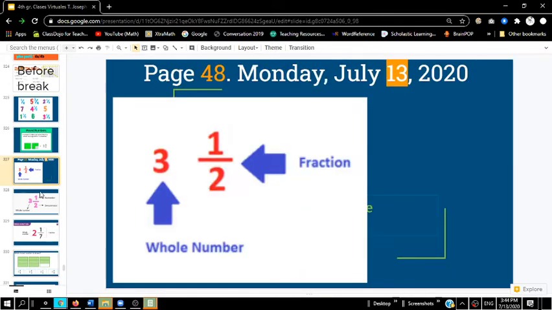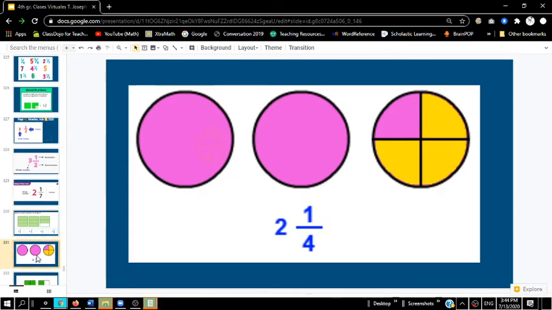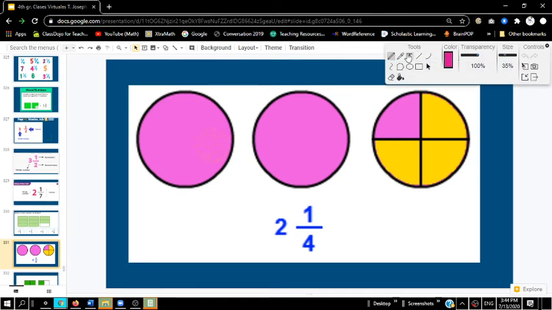The next problem has us looking at another mixed fraction, but this time it's represented with circles. You can tell that there are 2 wholes and 1 part, which is 1/4. If we look at this, we have 1 whole, another whole, and this part right here. What is that part called?